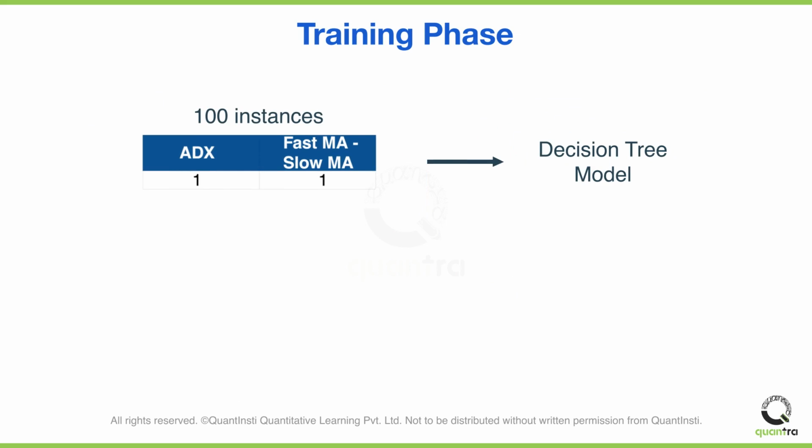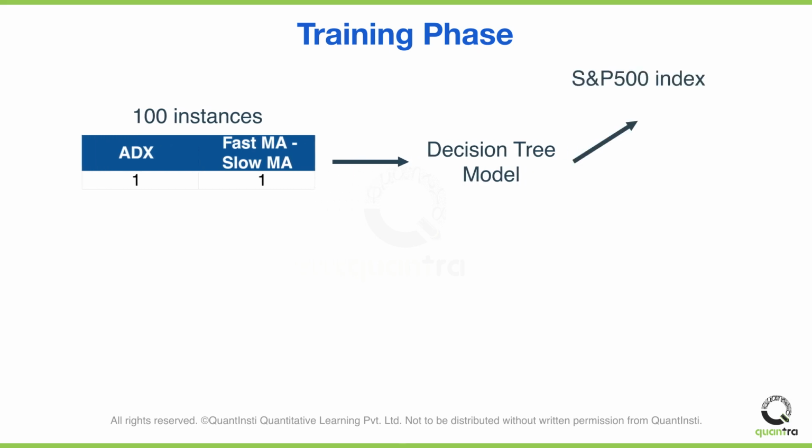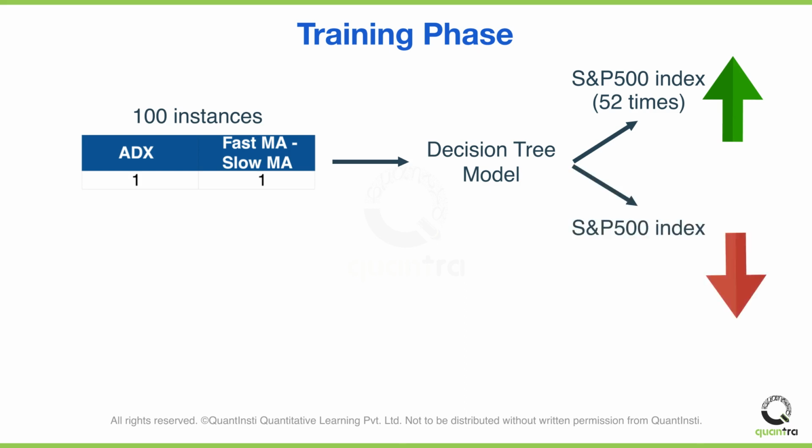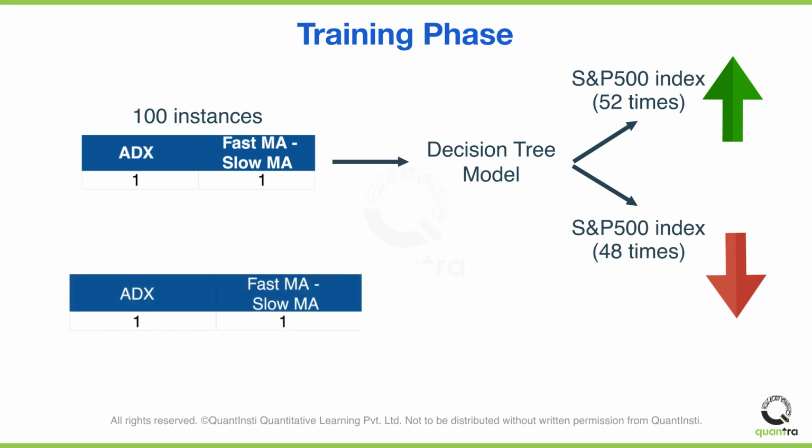Now, there are 100 instances where both the input features are 1. The decision tree sees that when both features were 1, the S&P 500 index value went up 52 times, and the S&P 500 index went down 48 times. So, if both input features were 1, the probability that the index will go up is 0.52.